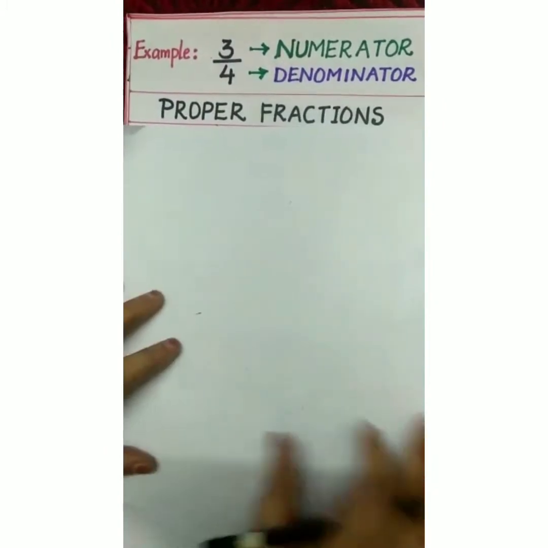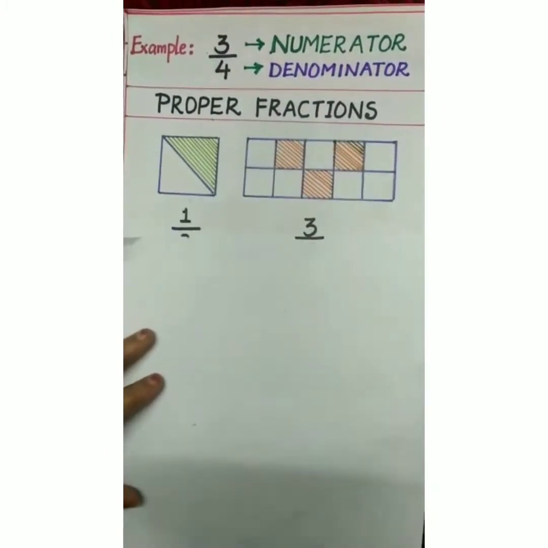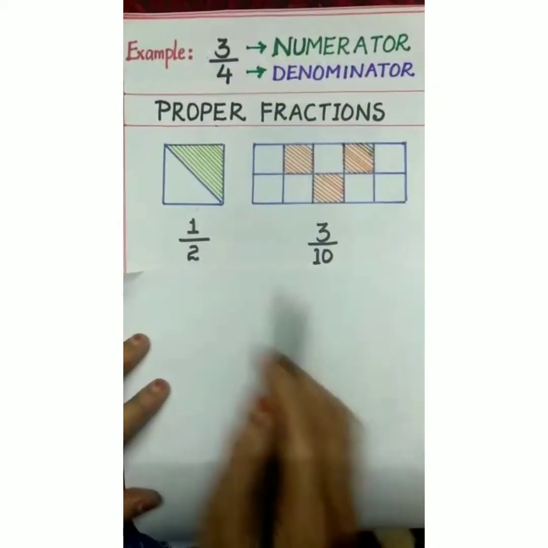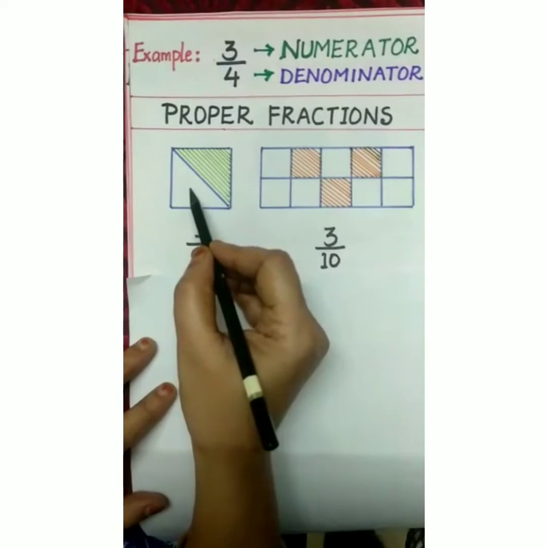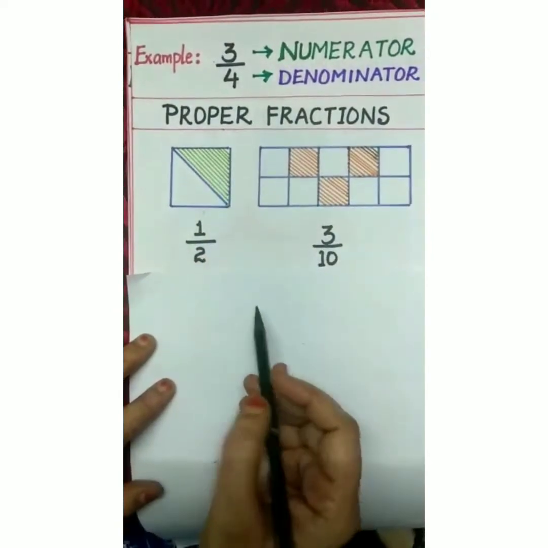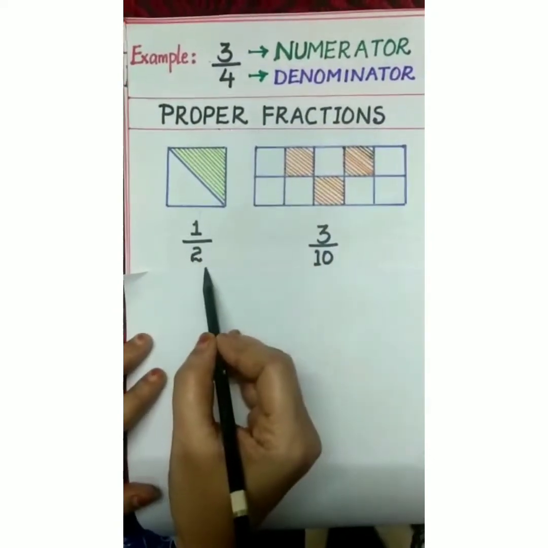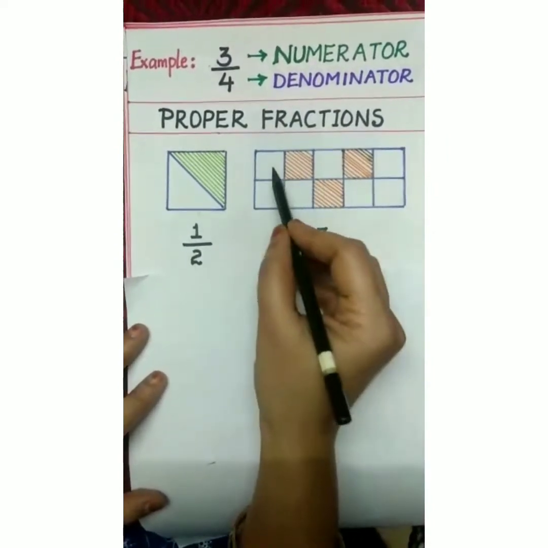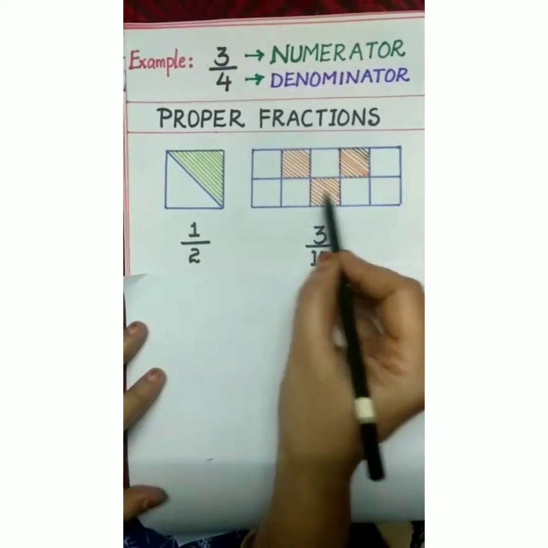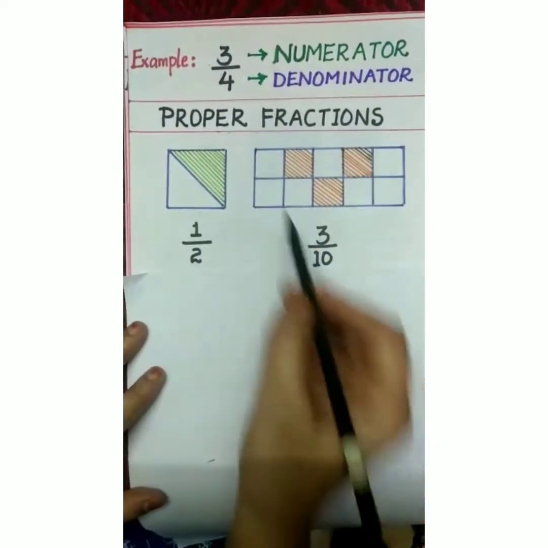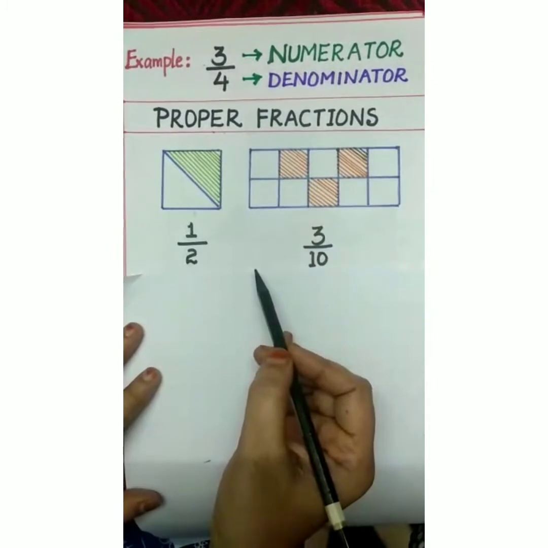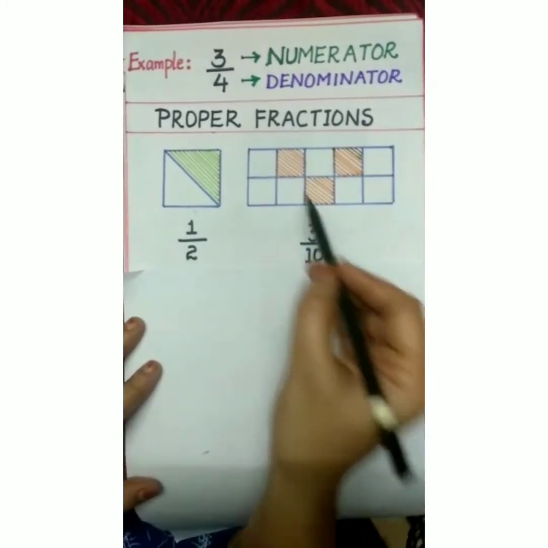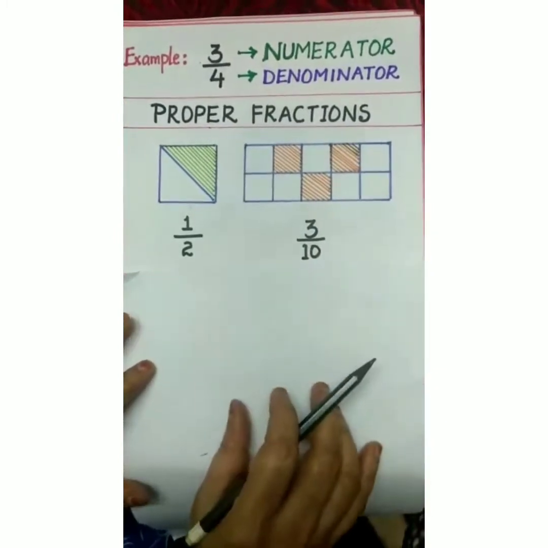Now let us learn the types of fraction. The first one is proper fractions. Now you see some figures here. Here is a square divided into two equal parts, where each part indicates 1 by 2. This is 1 by 2 and this is 1 by 2. Now this selected part indicates 1 by 2. Now here is a rectangle divided into 10 equal parts, where each part indicates 1 by 10. How many parts did I select here? 3 parts. So here the selected parts indicate 3 by 10.